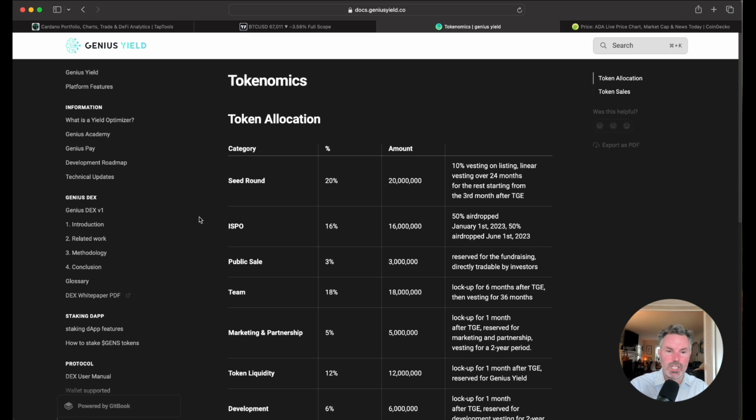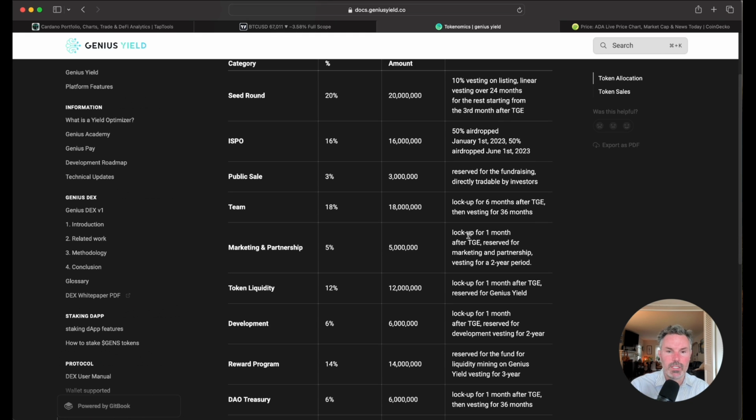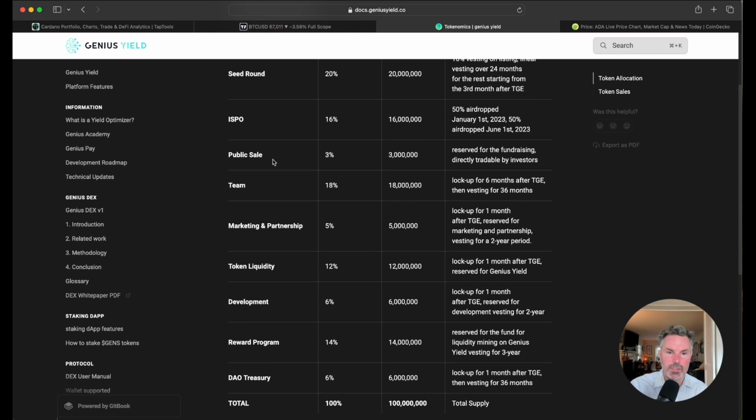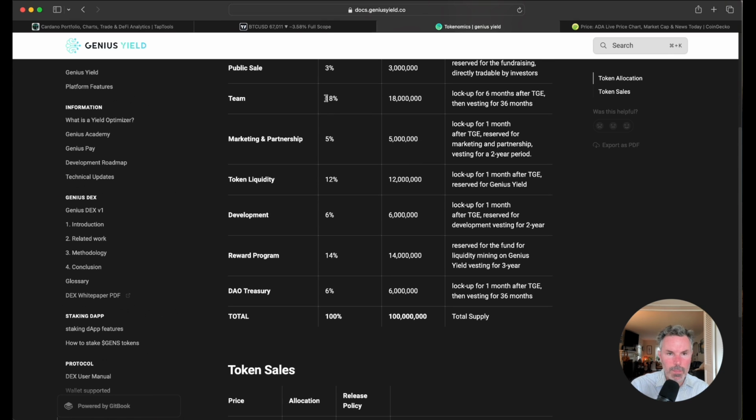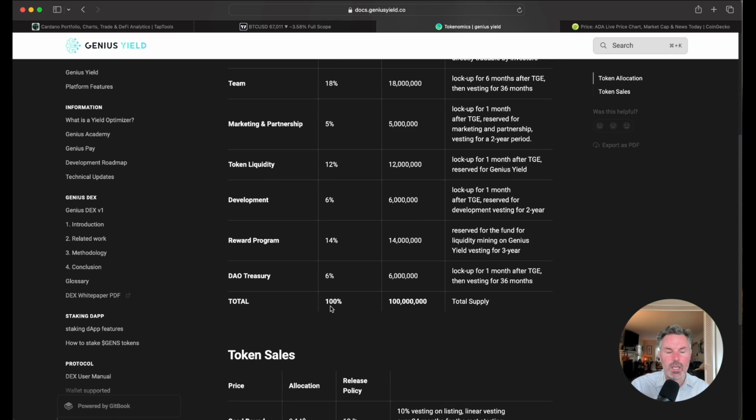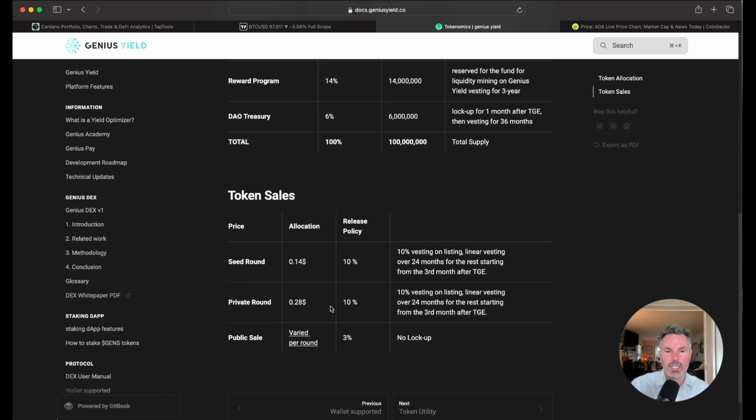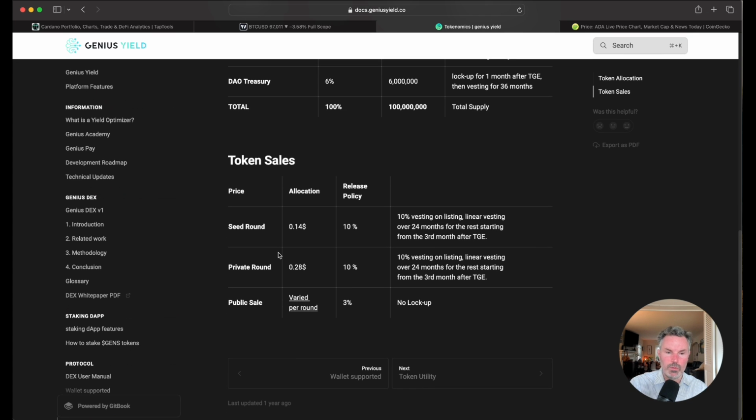ISPO, they had an initial stake pool offering. Okay, 16%. 16 million of them are sent out for that. And we're not going to read this word for word because we're going to get to something important. They have the public sale. There's the team, marketing and partnerships. You can go on these docs and look at all this. What we're looking for in this calculation that we disclosed is now we get some information about the price that it was sold at.